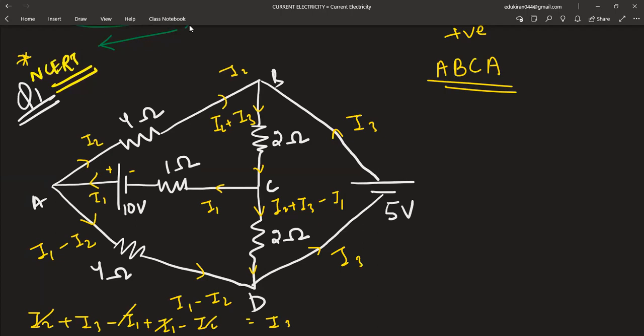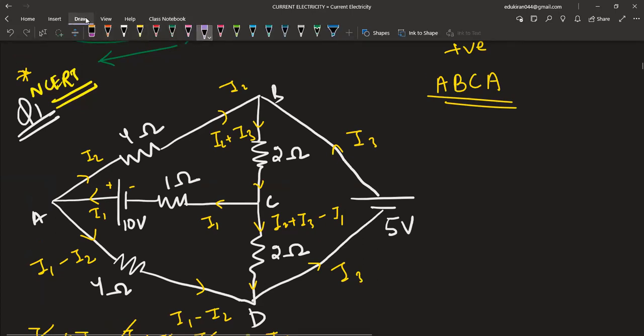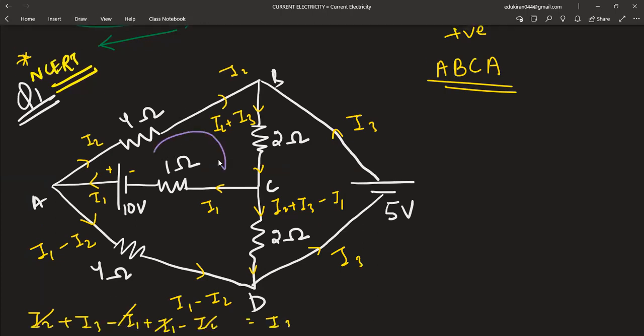Now, you can take the direction clockwise, anti-clockwise as per your wish. I am taking here, let's say I'm moving in this direction. This is clockwise, right? Yeah, this is clockwise. Let me move clockwise now.